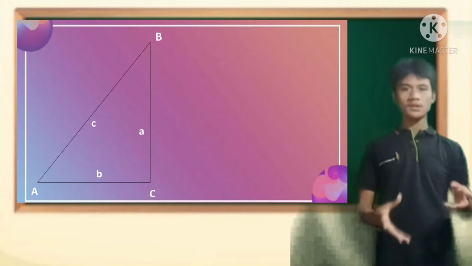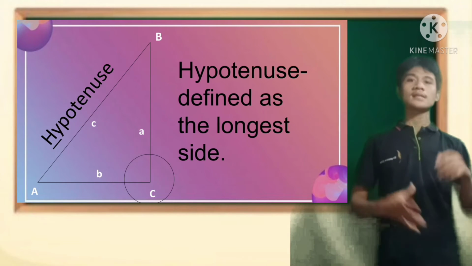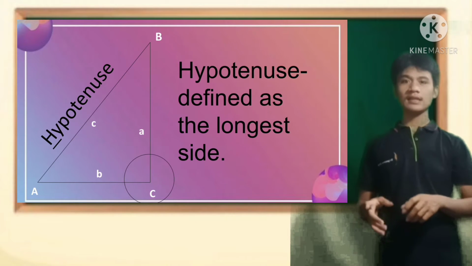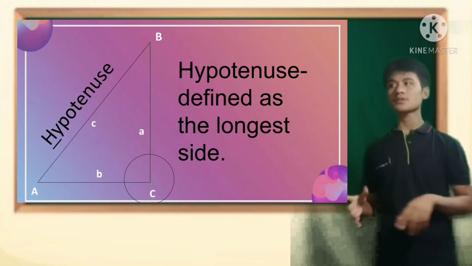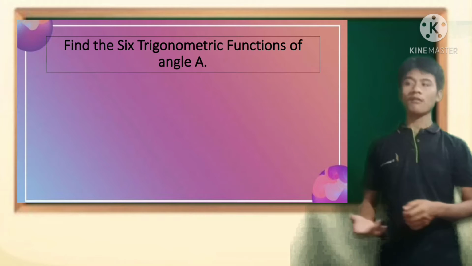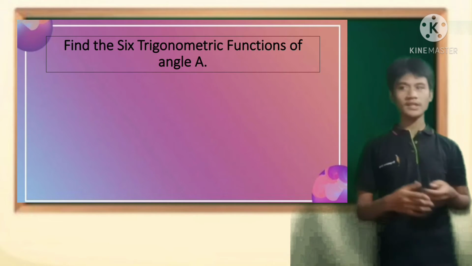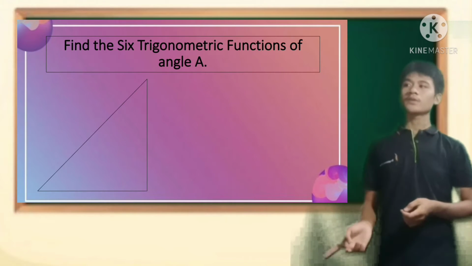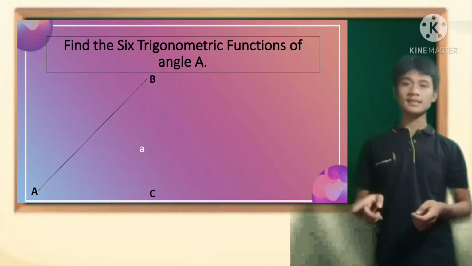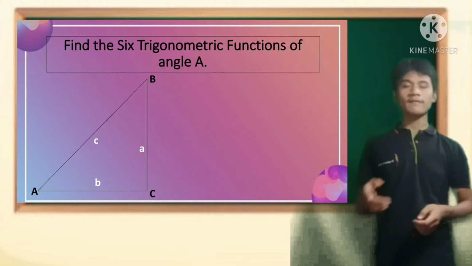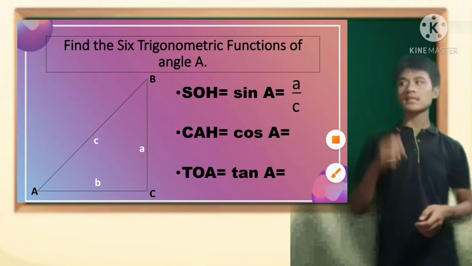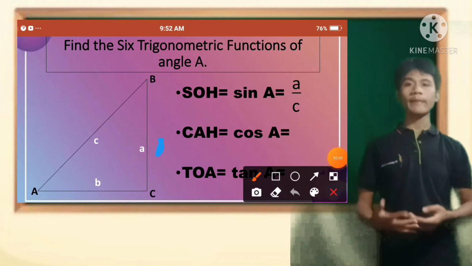But first, what is the hypotenuse? The hypotenuse is the longest side in a right triangle, the side that faces the right angle. Next, find the 6 trigonometric functions of the angle A in this given illustration. Let's take angle A, which is our basis, along with B and C, and the sides a, b, and c. So the value of sin A is equal to a over c, since it is opposite over hypotenuse.